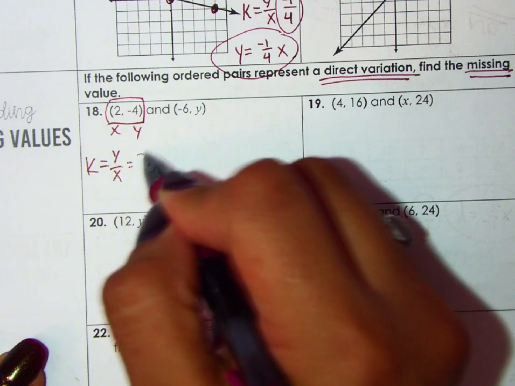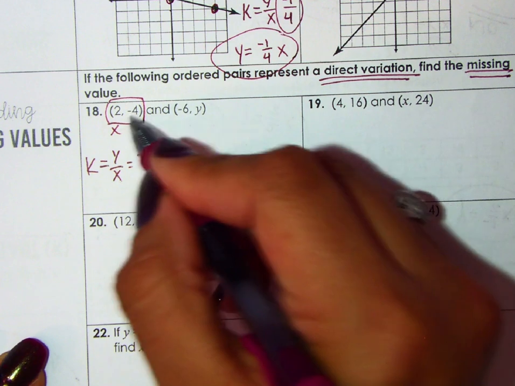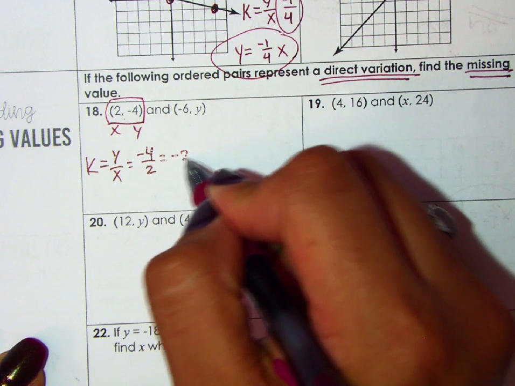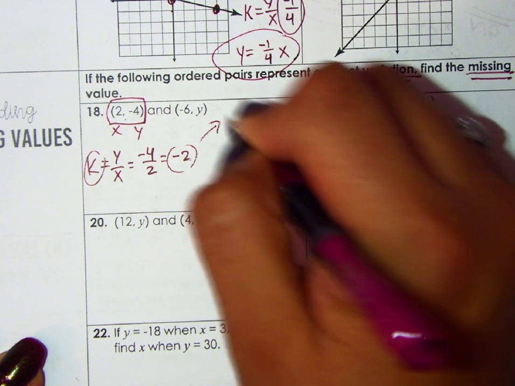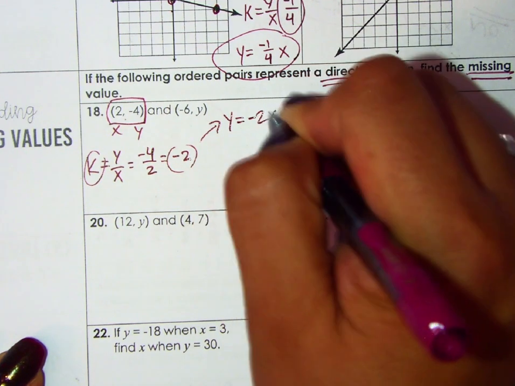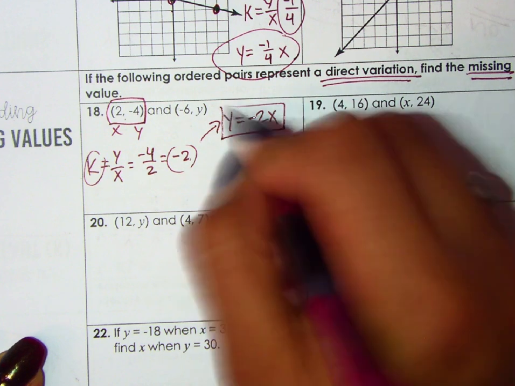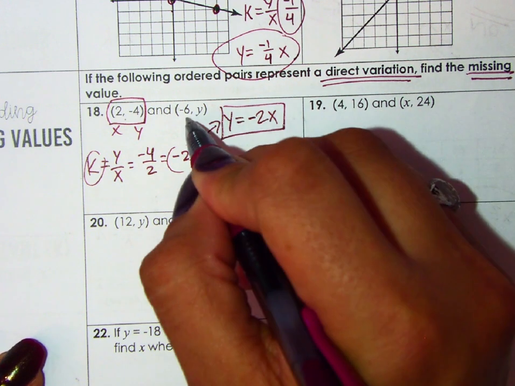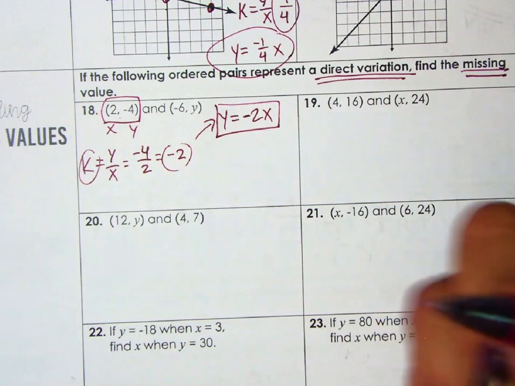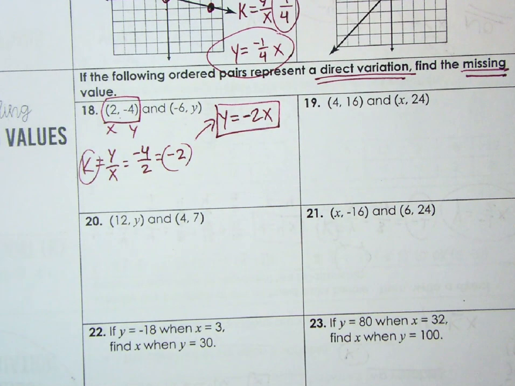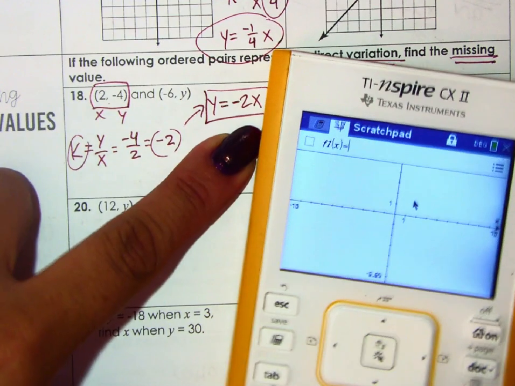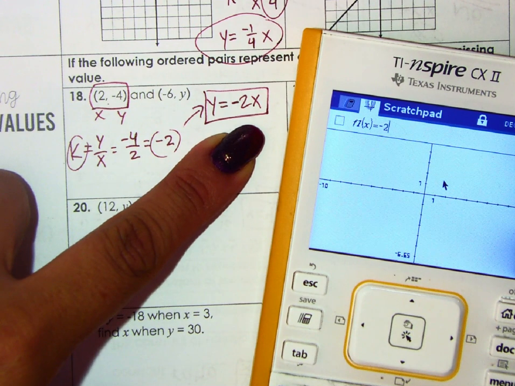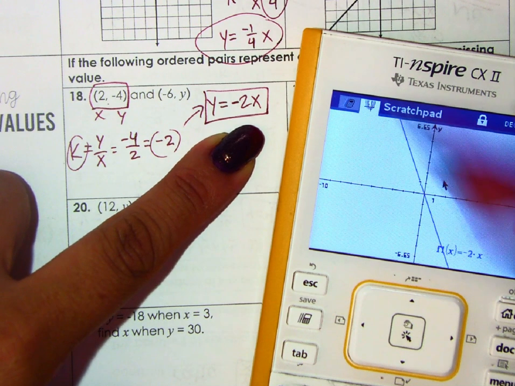Here we're going to write -4 divided by 2. -4 divided by 2 is -2. So our constant is -2. Therefore, the equation is y equals -2x. With this equation, we can now find this missing value. We can either graph it in the calculator. So you can just go to graphing and type the equation we created, -2x. Press enter, and this is your line.